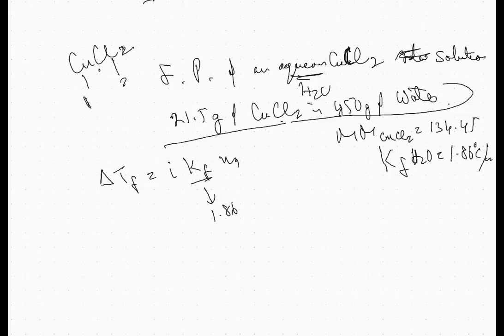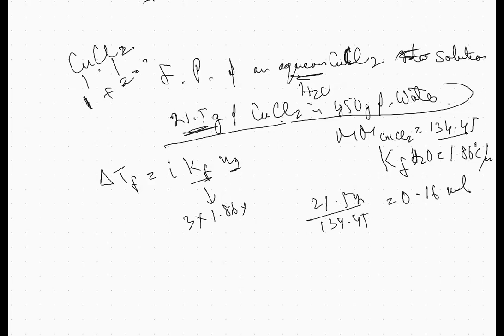What is the molarity? We are given the things to find it, because 21.5 grams is the mass, divide by the molar mass, 134.45. 21.5 divided by 134.45, I get 0.16, we'll say, moles, okay? But that was in 450 grams, so I have to find it for 1,000 grams. So 0.16 divided by 250 times 1000, I get 0.64 m.